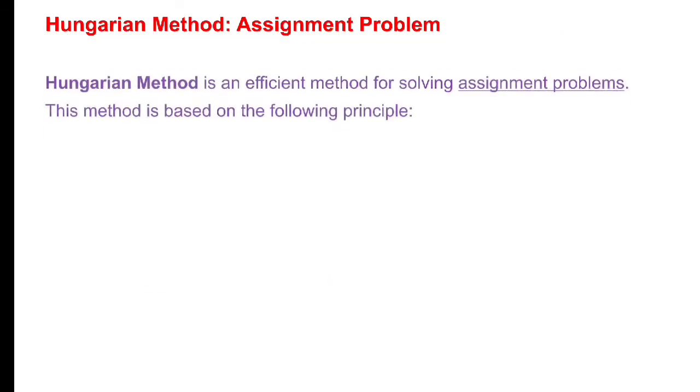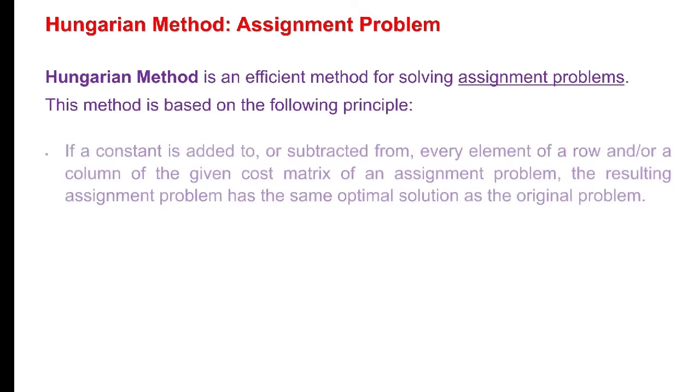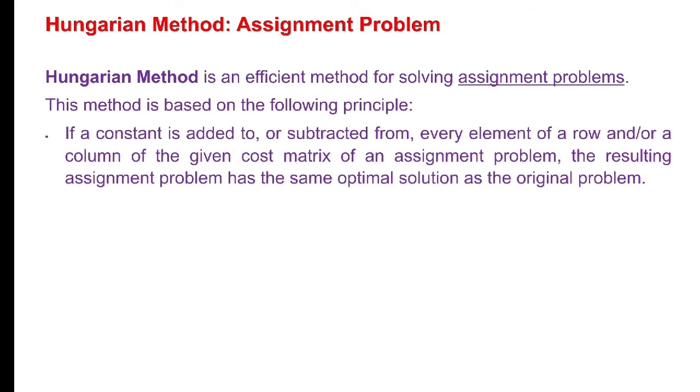Hungarian method of solving the assignment problem. This is an efficient method for solving assignment problems. This method follows this principle: if a constant is added to or subtracted from every element of a row and/or column of the given matrix of an assignment problem, the resulting assignment problem has the same optimal solution as the original problem.